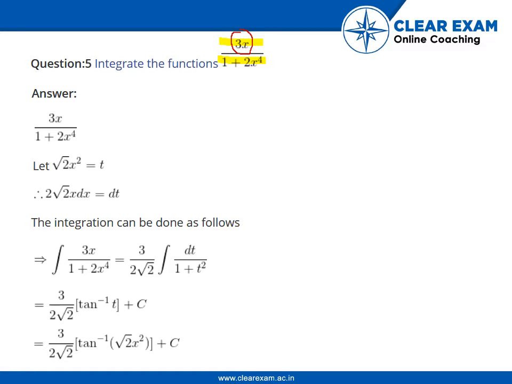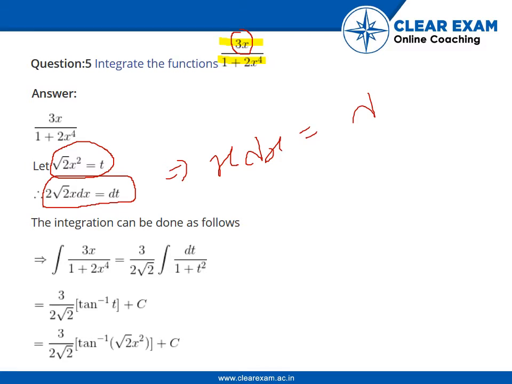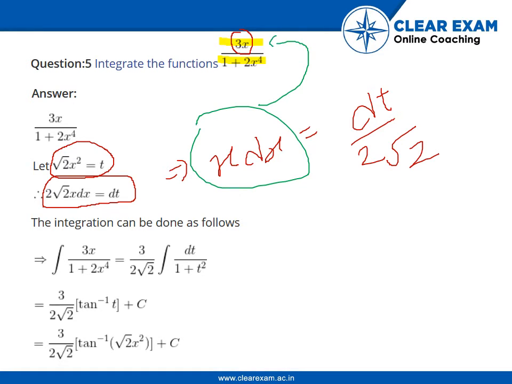What we can do is assume root of 2x square as t, and then we differentiate it with respect to x on both sides. We get 2 root 2 x dx is equal to dt. Solving this, we get the value of x dx as dt divided by 2 root 2, and then we can substitute x dx here, as this is x dx in the integration. So what do we get? We get 3 by 2 root 2 and integration of dt upon 1 plus t square.